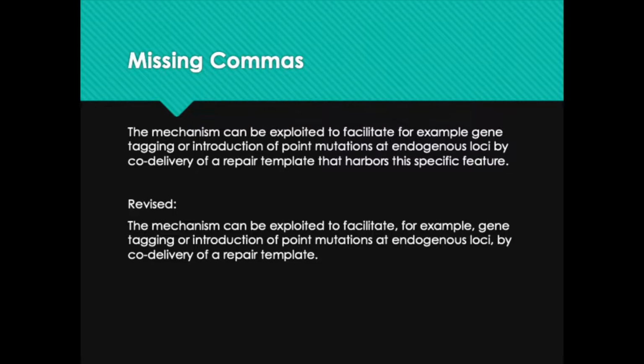I would revise this sentence as such. The mechanism can be exploited to facilitate, for example, gene tagging or introduction of point mutations at endogenous loci by co-delivery of a repair template. So I've set apart the phrase, for example, with commas, so a comma before and a comma after. And then I've also set apart the example phrase with commas, gene tagging or introduction of point mutations at endogenous loci. So having those commas is going to help your reader read this sentence and make it grammatically correct.